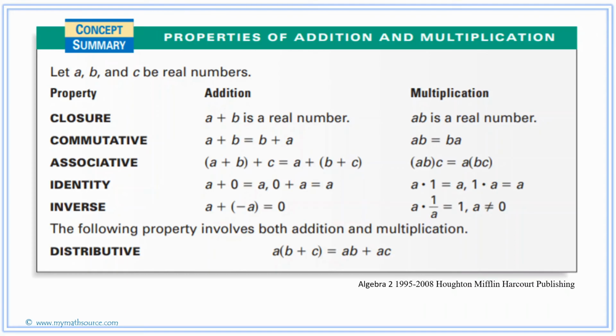The first property is the closure property. That simply means that if I have two real numbers, such as A and B, my result in addition would be a real number. The same would be for multiplication. So if I had 3 times 5, 3 times 5 is a real number, since 3 and 5 are real numbers. And the same holds true if I had 3 plus 5 for the addition property. That will be a real number as well.